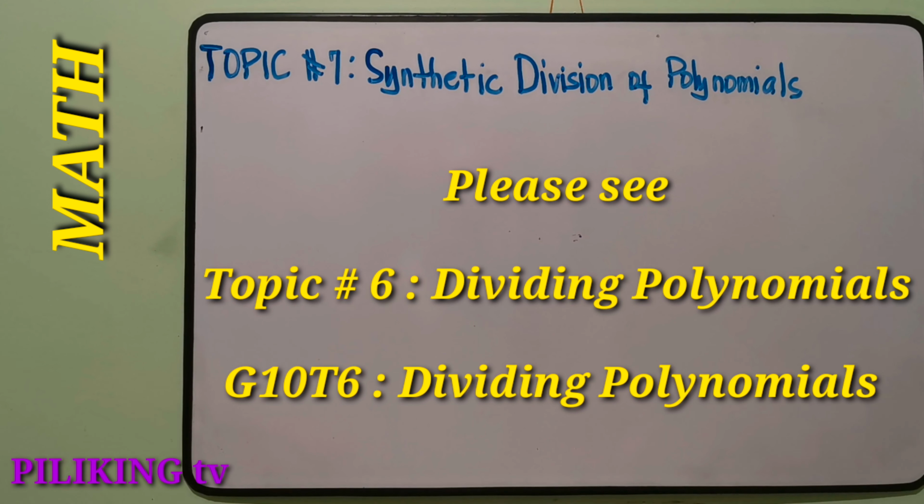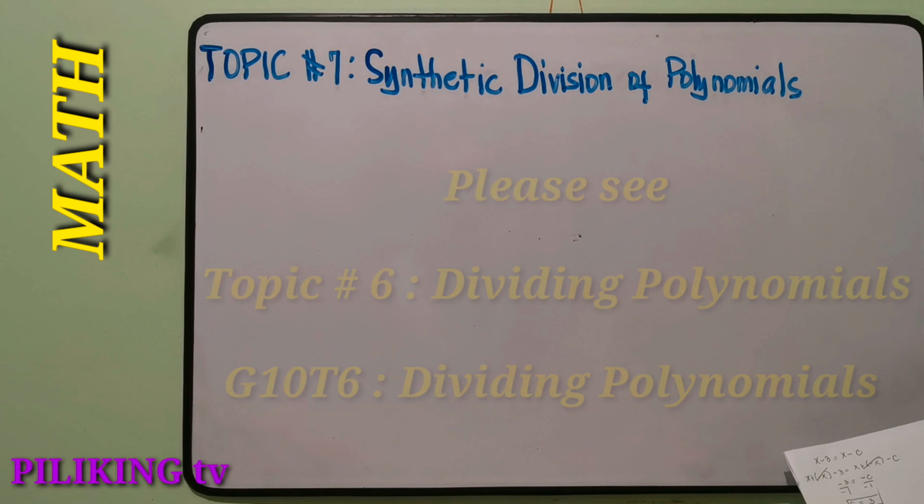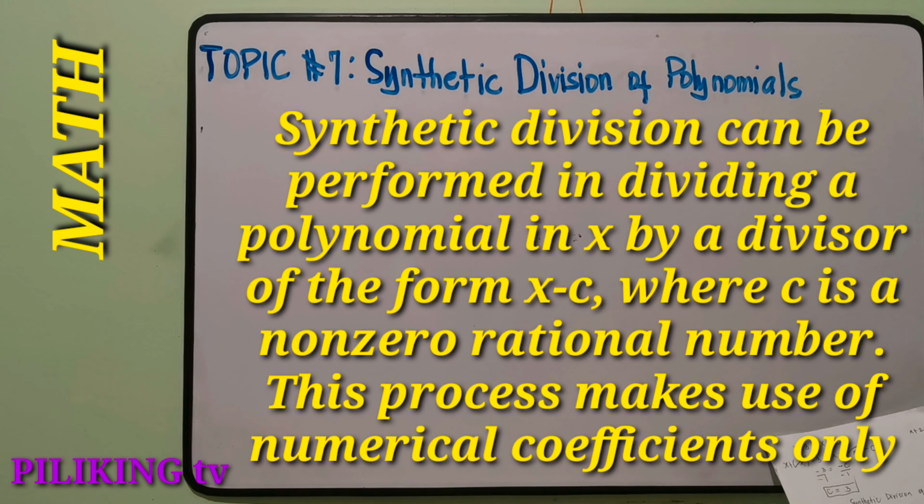In this session on division of polynomials, we will be using another method in dividing polynomials aside from the long method that I mentioned a while ago in topic number 6. But before that, let us have synthetic division. Synthetic division can be performed in dividing a polynomial in x by a divisor of the form x minus c, where c is a non-zero rational number. This process makes use of numerical coefficients only.